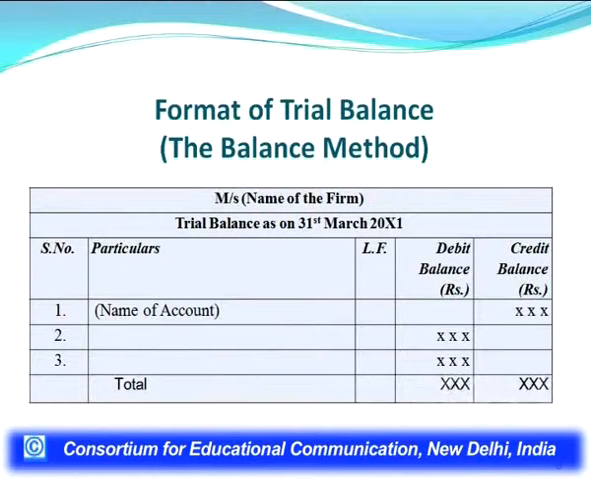If the account is showing a debit balance, then the amount will be recorded in the debit column. And if the account is showing a credit balance, then it will be recorded in the credit column. After recording all the accounts and their balances, we will make a total, and this total of the debit side must be tallied with the credit side.